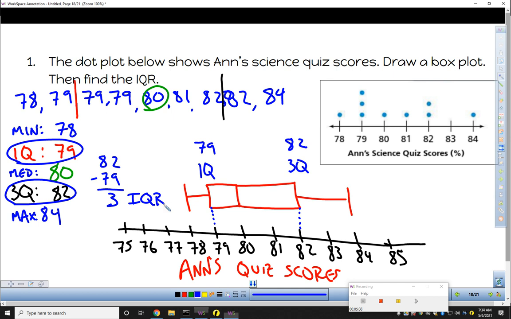That's a very low IQR. That means that this data is very consistent. In the middle 50% of her scores, what she's going to do most frequently, she only has a difference of 3 points. She is hovering around a C plus, B minus in science.